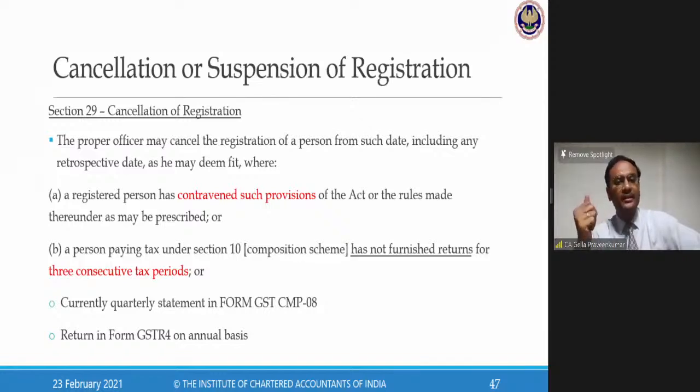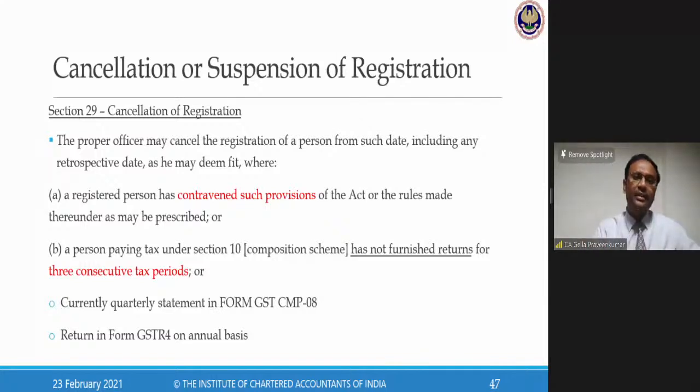Government officer can cancel when you have not complied with any of the GST provisions, or you have failed with the composition provisions. What is composition? We have already stated there are multiple requirements. One state have registered for composition, another state have applied for regular. No. As a composition person, you have done an interstate supply, not permitted. So if you have contravened, then again you cannot continue to hold your registration.